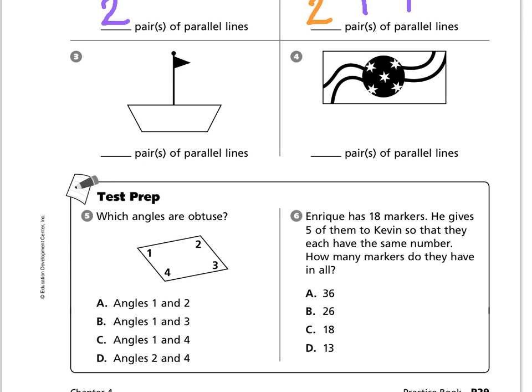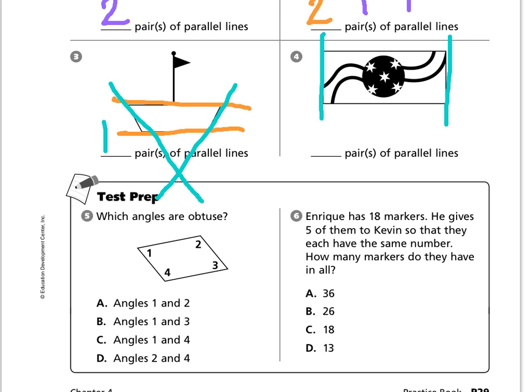Number 3, I have a top of a boat and a bottom for one pair. And then you can tell that this side of the boat will cross and form perpendicular, which means they're crossing. We don't want perpendicular. So I only have one pair. You can look at number 4, and I have a pair on the side. And then I also have a pair that run the top and the bottom.